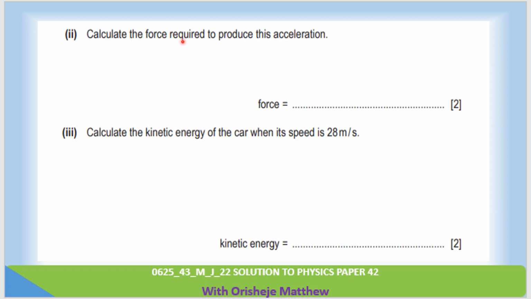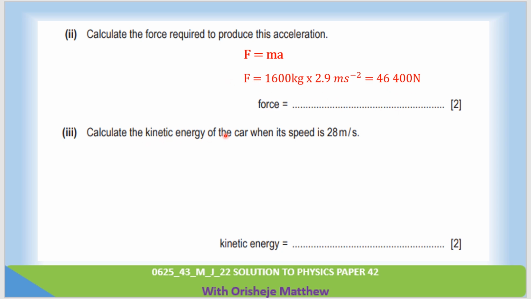Calculate the force required to produce this acceleration. Don't get confused here. Force is equal to mass times acceleration. So it's as simple as that. I told you. So what is the mass of the car and the driver? 1,600. What's the acceleration of the car? It is given to you. Substitute. So that will give you 4,640 newtons. So that is the force.